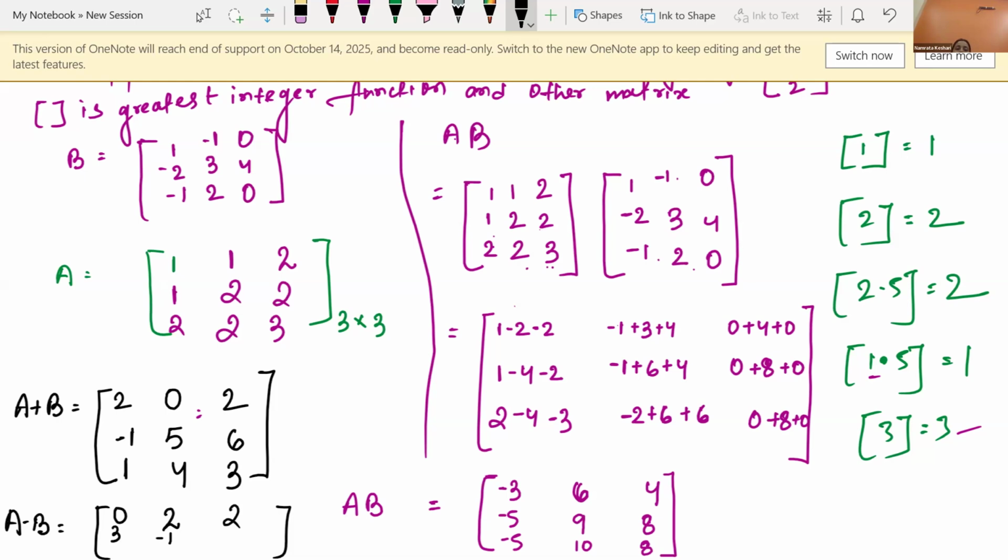2 minus 4 will be minus 2. 2 minus of minus 1 will be 2 plus 1, that is 3. 2, 0 and 3. 2 minus 2 will be 0. And yeah, 3. And we are done, right? Yes. I have to do 1 plus A plus B also. Yeah, please do it. Okay.